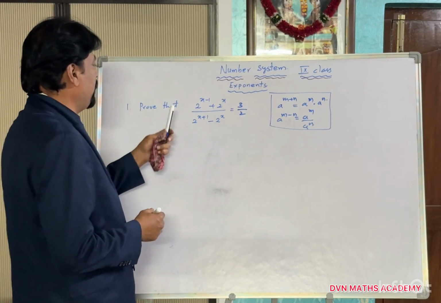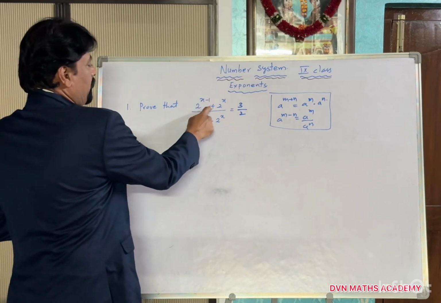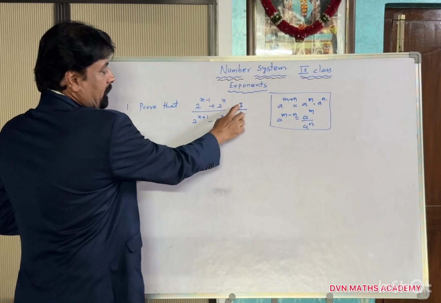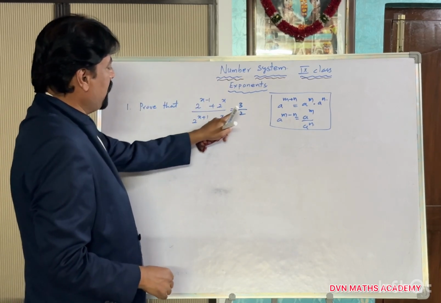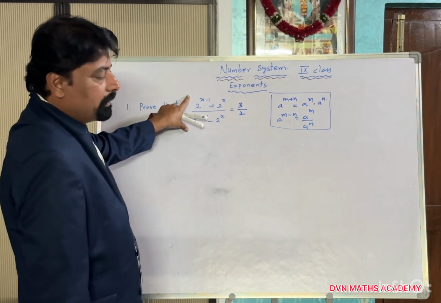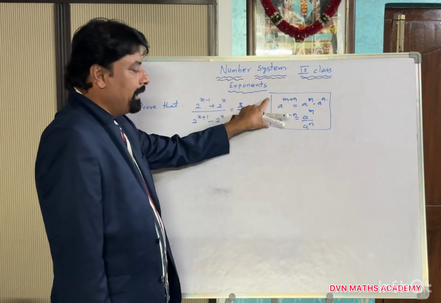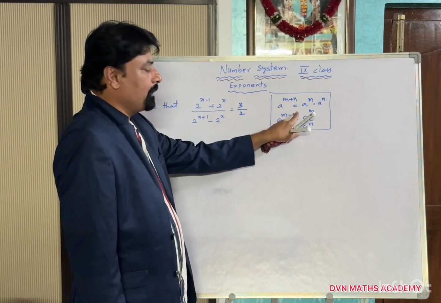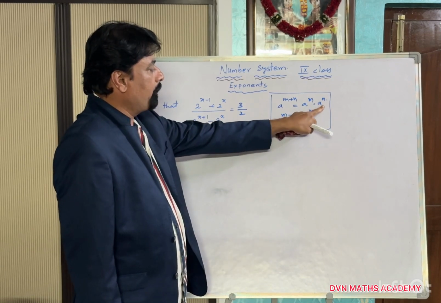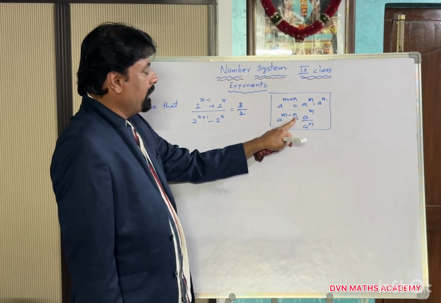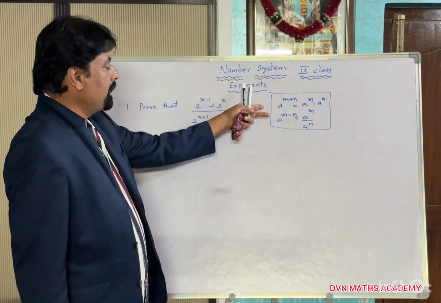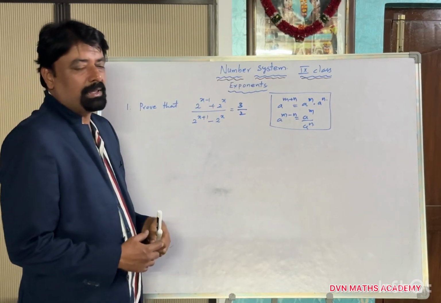First question is prove that (2 to the power of x minus 1 plus 2 to the power of x) by (2 to the power of x plus 1 minus 2 to the power of x) equals 3 by 2. So this I want to prove. If you want to prove this, you need to know these two identities in exponents. This is a common identity: a to the power of m plus n is equal to a to the power of m into a to the power of n, and a to the power of m minus n is equal to a to the power of m by a to the power of n. By using these two identities, we can prove this question easily.